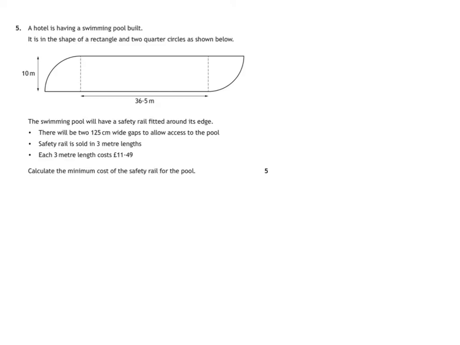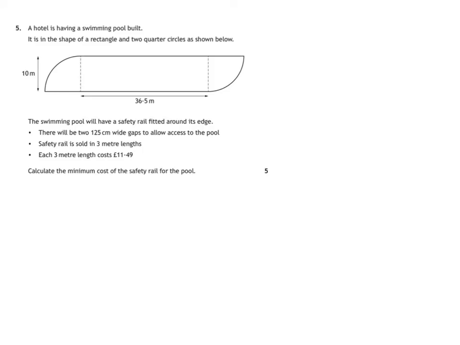Okay, so question 5. We have a hotel is having a swimming pool built. It's in the shape of a rectangle with 2 quarter circles, which is shown below. The swimming pool is going to have a safety rail fitted around its edge. There's going to be 2 125 centimeter wide gaps to allow access. The safety rail is sold in 3 meter lengths. Each 3 meters costs £11.49. We need to calculate the minimum cost for the safety rail for the pool.